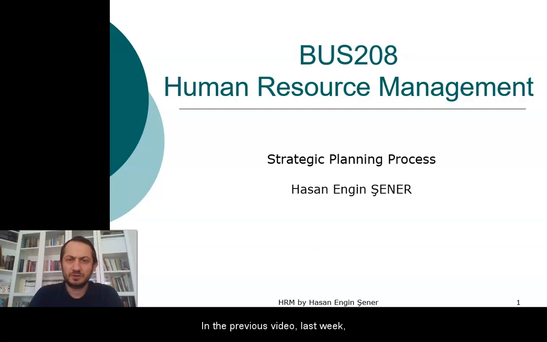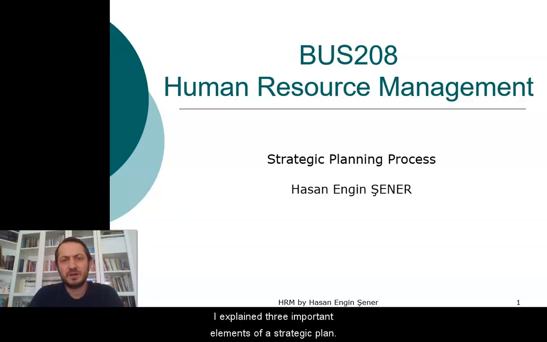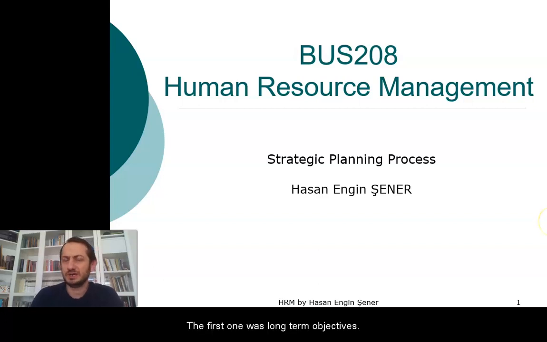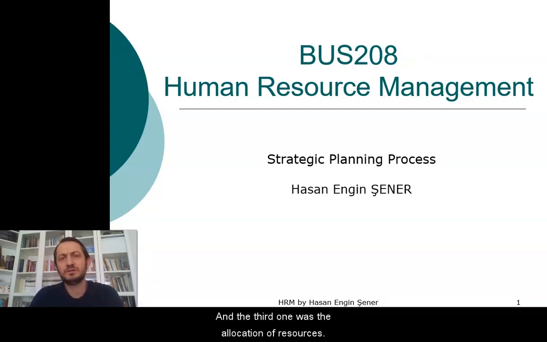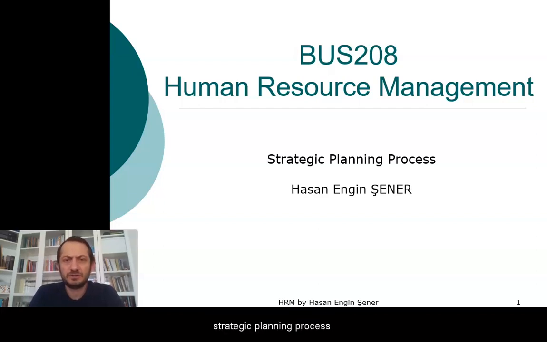In a previous video last week I explained three important elements of strategic plan. The first one was long-term objectives, the second one was course of action, and the third one was the allocation of resources. And I also explained what mission is, what vision is. On the basis of those three elements, I will explain strategic plan and process.